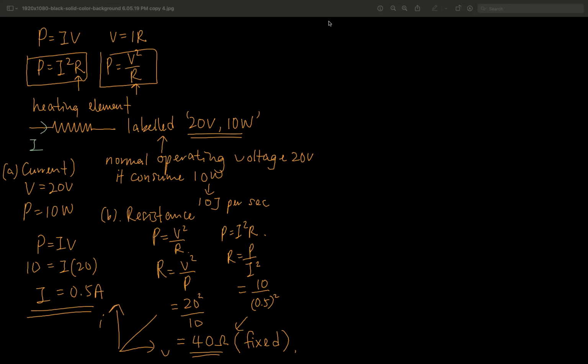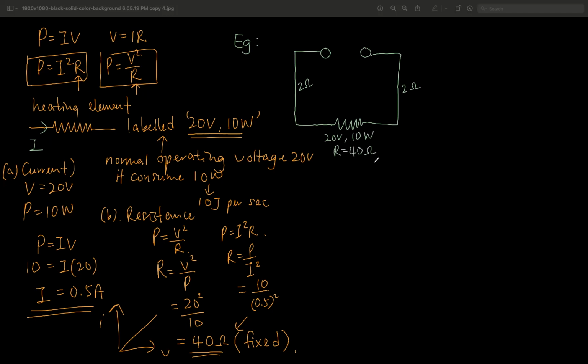Now suppose I take this heating element, this resistor, and I make a circuit here. I connect the resistor with two cables with a resistance of 2 ohm each, 2 ohm, 2 ohm. So this is my 20 volt, 10 watt. Let me read the label resistance. It's 40 ohm.